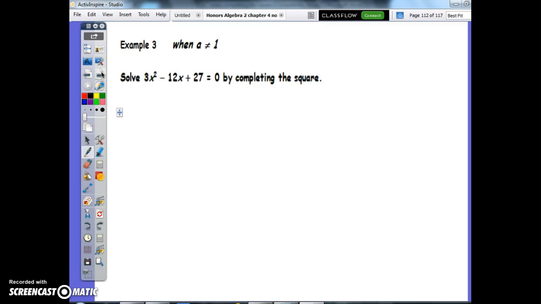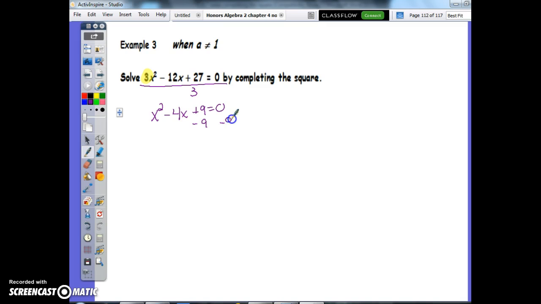Pause if necessary. Now here you'll see that your lead coefficient right here is not 1. We have to make it 1. You have to force it to be 1. So, to force it to be 1, I'm dividing the whole thing by 3. I'm dividing by 3 whether it goes in evenly or not. This one, it will go in evenly, leaving me with x squared minus 4x plus 9 equals 0.